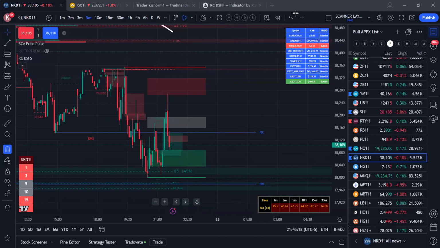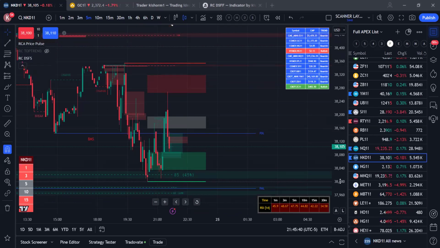I hope you don't have any more questions on how to use the scanner. And once your scanner gives it, then either use price pulse or top trend for the double confirmation. Once you get the confirmation, then 80 to 90% of the time we'll make gains.